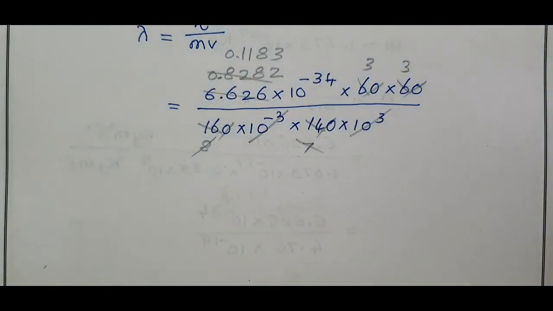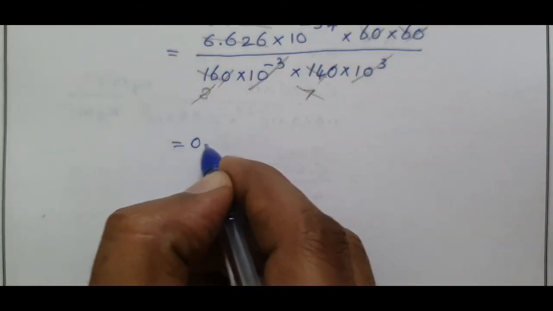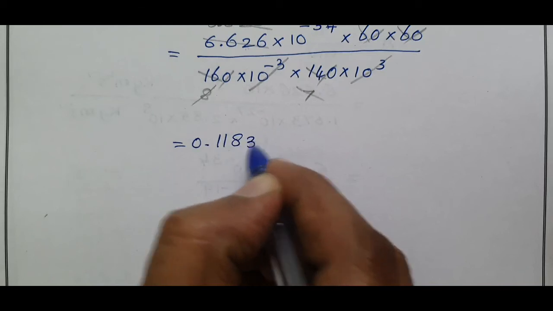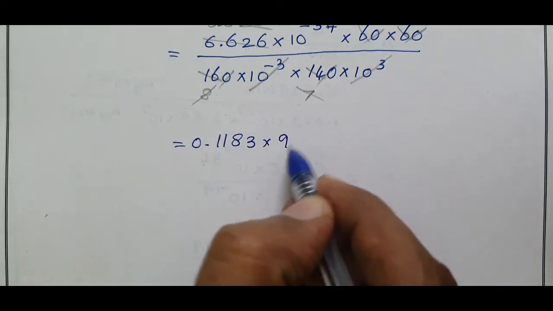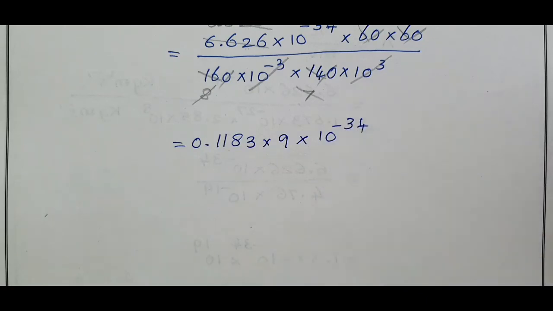So what is the answer up to this? Equal to 0.1183 into 3 into 3, 3 3s are 9, into 10 power minus 34.